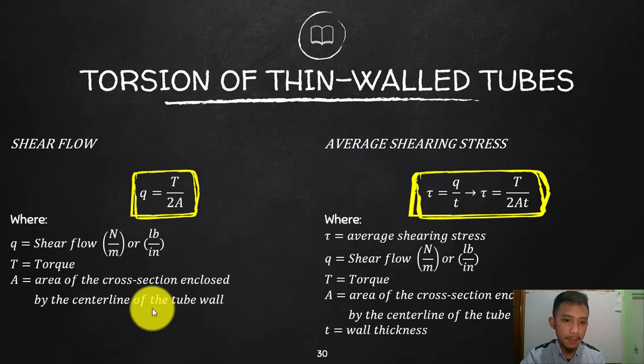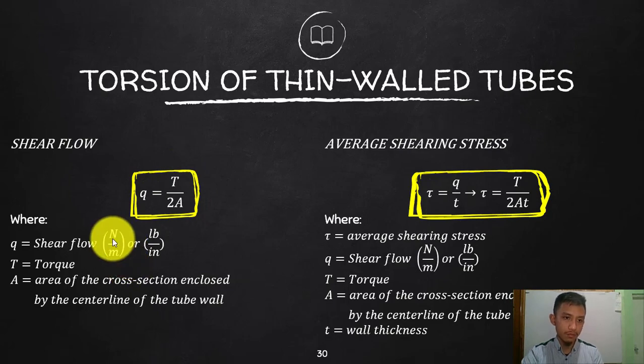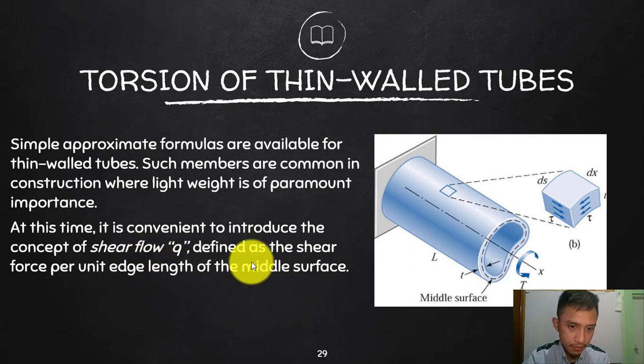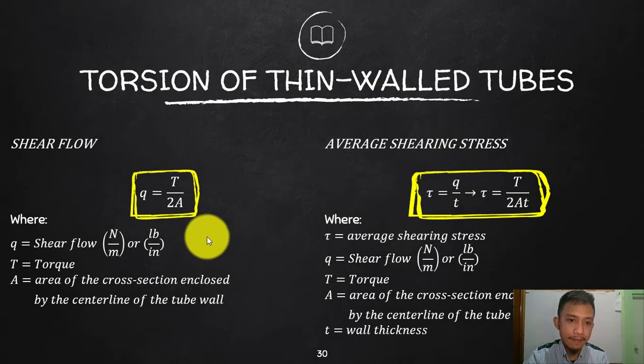So that's it. That is for our formula. So all I need to do is substitute. Just imagine your torque is in newton meter, your area is in meter squared. So a meter cancels, and you will end up with newton per meter. So it is a flow, force handled per unit edge length, or unit thickness. So that is shear flow q.